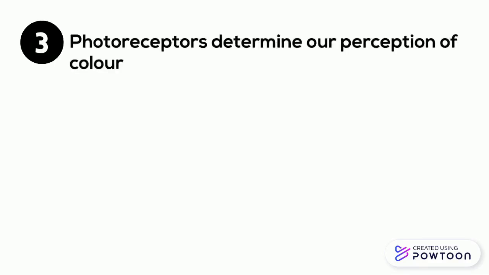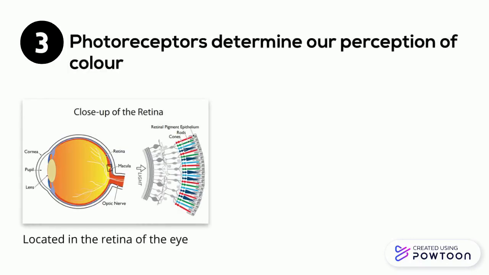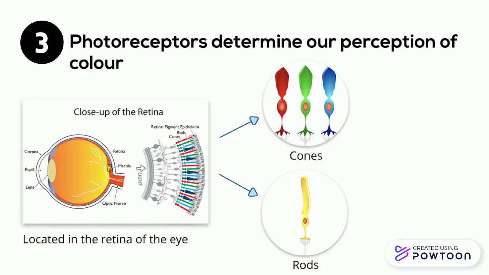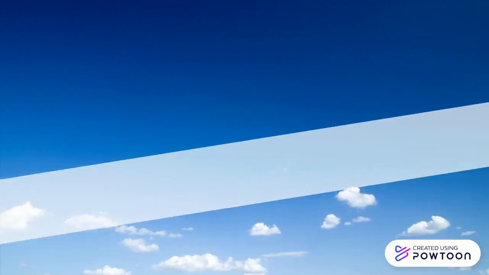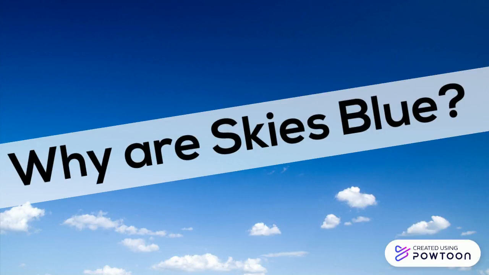The retina in the human eye contains photoreceptors that determine our perception of color. Cones and rods are the two types of photoreceptors. Cones determine color vision, and rods assist with low light vision. There are three types of cones that respond to different wavelengths of light: red, green, and blue, each stimulated by different wavelengths. Now we can begin answering why skies are blue.